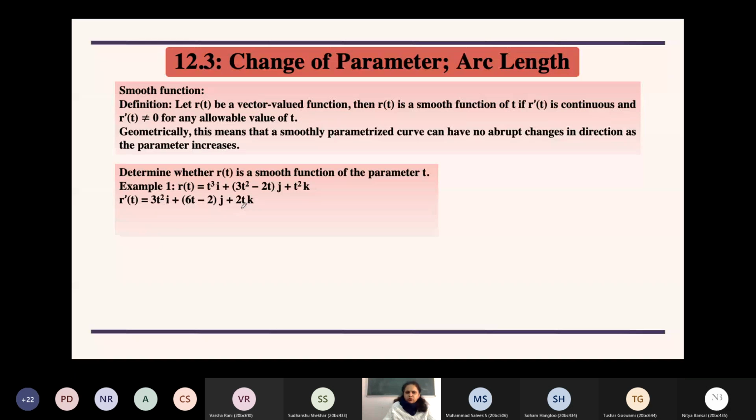So these two conditions are valid, that r dash is continuous and r dash t is not zero for any value of t, and hence we can say that this is a smooth function. Okay, so this is how you check for smooth functions, and only for such functions we can use that particular expression of integral to calculate the arc length. Okay, so that is why we need to check the smoothness first.